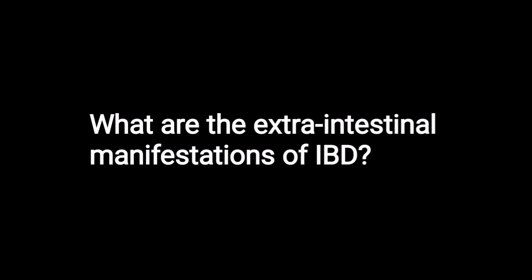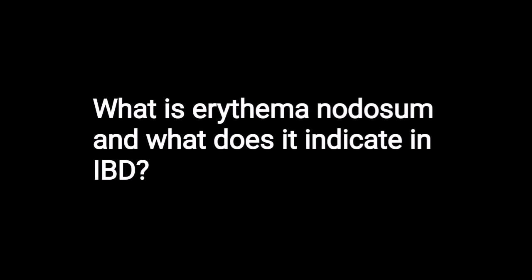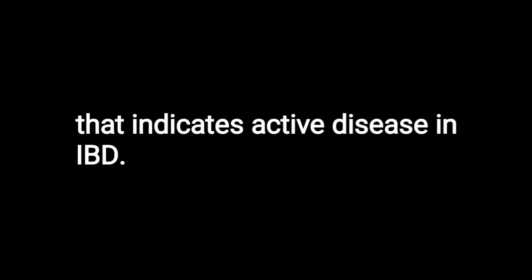273. What are the extraintestinal manifestations of IBD? Extraintestinal manifestations include arthralgias, uveitis, skin conditions, and sclerosing cholangitis. 274. What is erythema nodosum and what does it indicate in IBD? Erythema nodosum is a skin condition that indicates active disease in IBD.